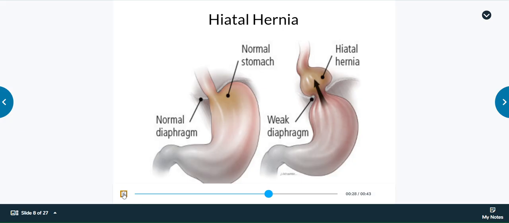But management is going to be very similar to what we do with reflux. We're going to do position changes, meds if needed, but surgery may or may not always be necessary. It might resolve on its own, so we'll wait and see if surgery is necessary.